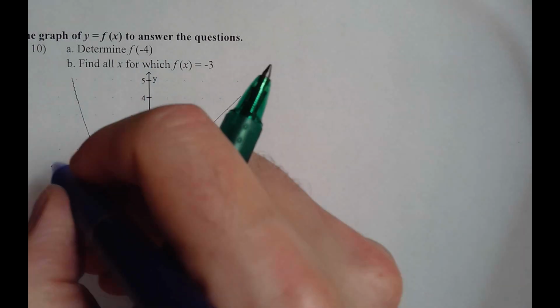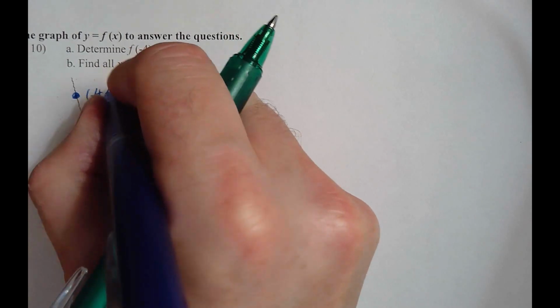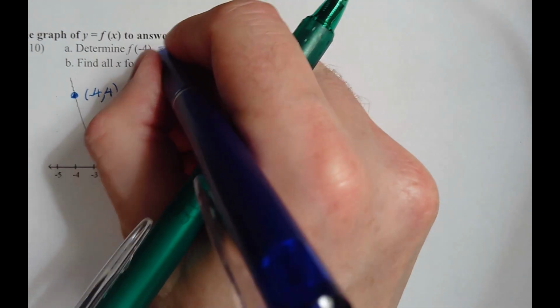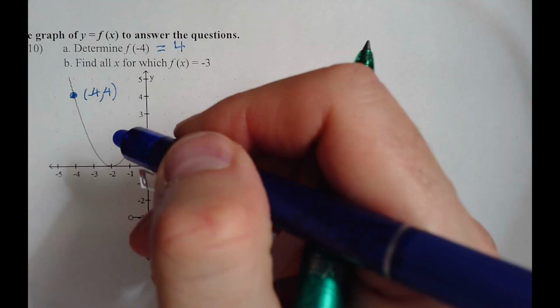So I'm looking when x equals negative 4. That looks like that's about here. The y coordinate's 4, so that's going to be equal to 4, I think. It's kind of hard to read on this graph.